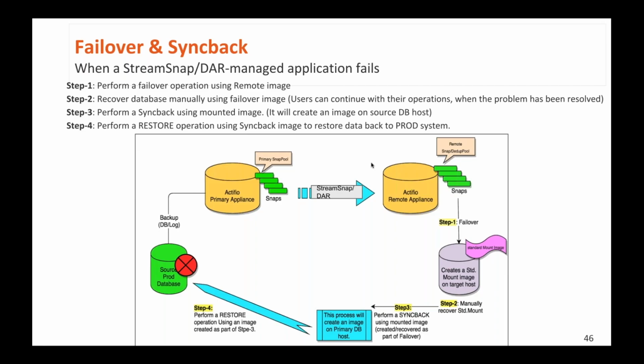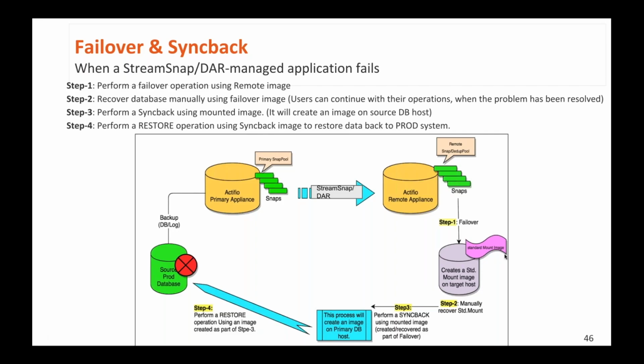It will create an image onto the remote host system, the DR host system, which you are attaching to the DR or your database host. At this moment, I think ActiveFio is not fully automated in this area. Shortly, we are launching a complete automation. So the moment you perform a failover operation on the remote host, it creates an image on the failover host, and we just need to manually recover this image and use it for your database operations.